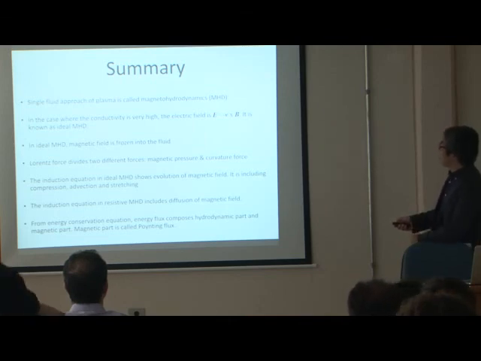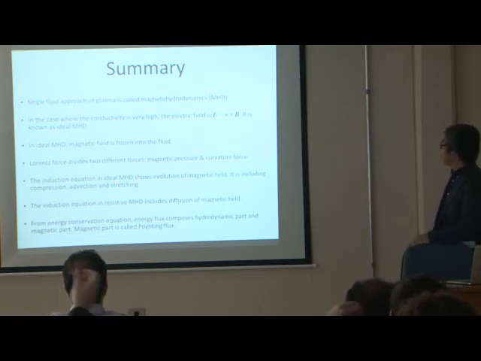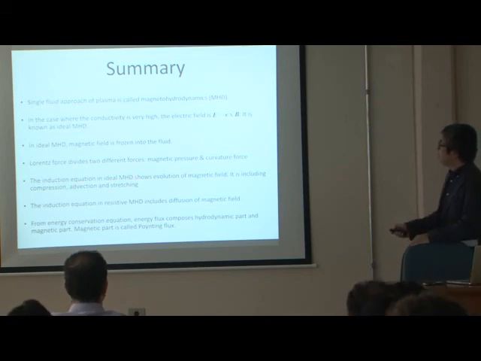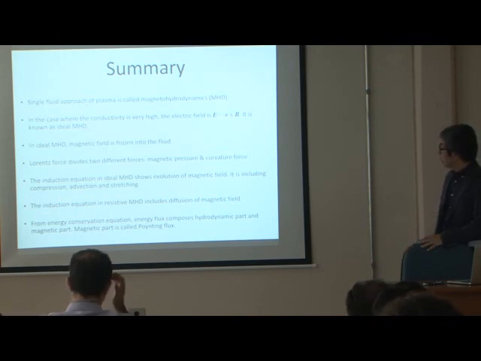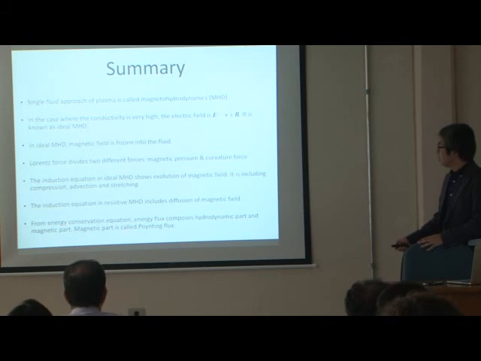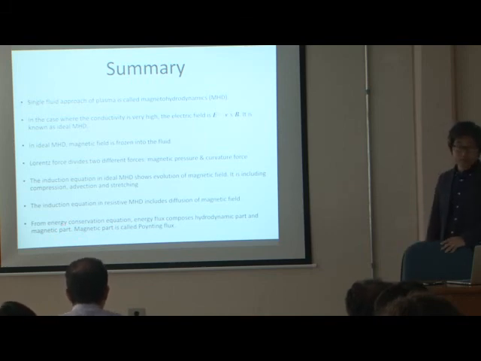So the induction equation in ideal MHD shows the evolution of the magnetic field. It includes the compression, advection, and stretching terms. And then in the induction equation for resistive MHD, we include the diffusion of the magnetic field. Then from the energy conservation equation, the energy flux is composed of a hydrodynamic part and a magnetic part, and the magnetic part is called the Poynting flux. So this is today's summary.